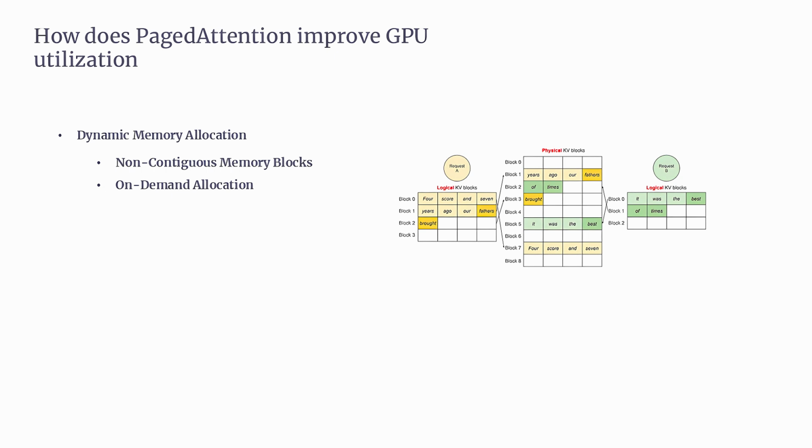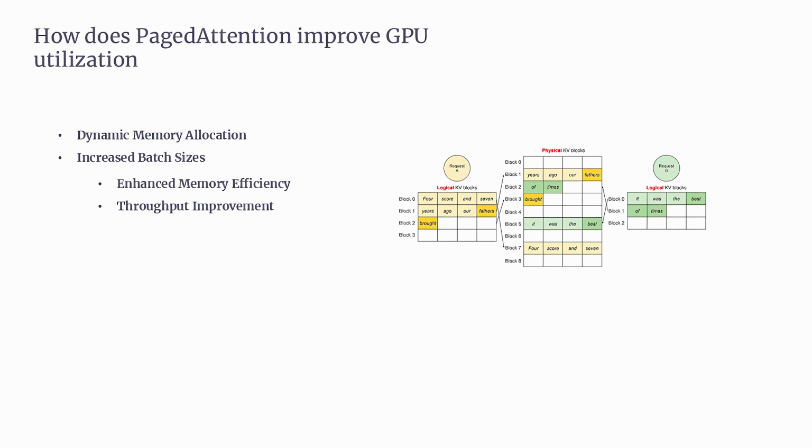The second, increased batch sizes. 1. Enhanced memory efficiency. Paged attention's efficient memory usage allows the system to process larger batch sizes during model inference. A larger batch size means that more requests can be processed simultaneously. This is important because the more requests we can handle at once, the better we can utilize the GPU and avoid periods where the GPU is idle.